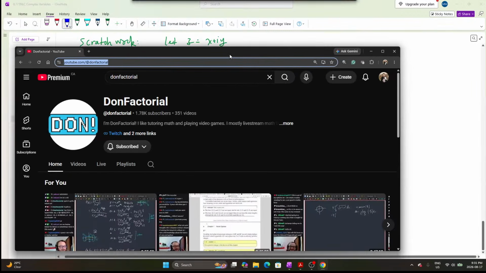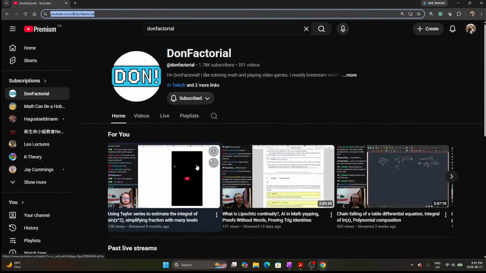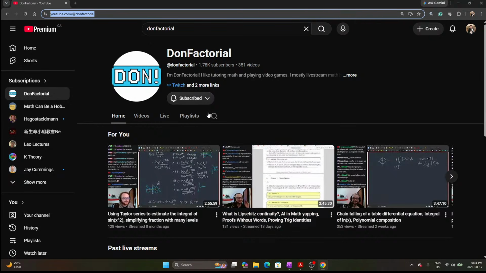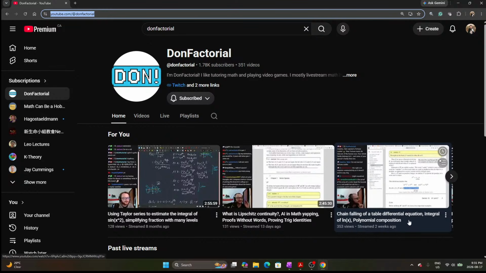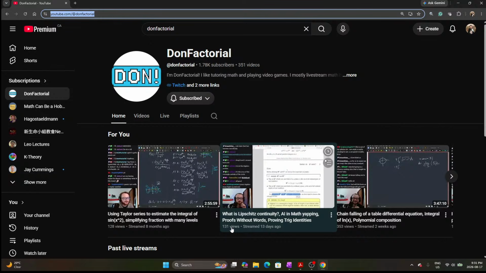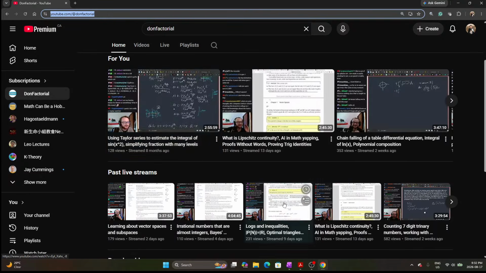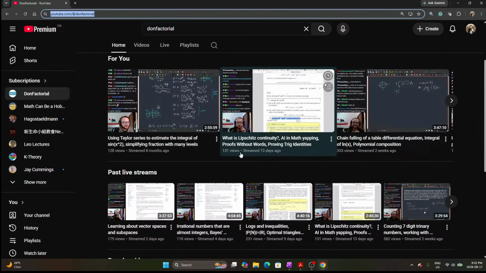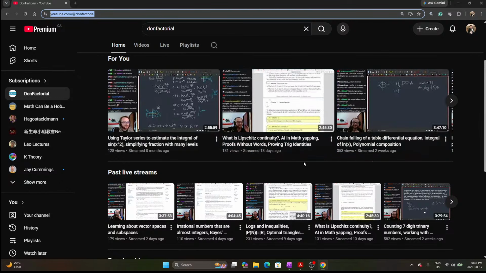And this is Dawn's channel, and this is what he does. For example, he did the chain rule following a differential equation, Taylor expansion to estimate the integral, and Lipschitz continuity. So that's some analysis stuff. And here you see these are all just old school mathematics, just a man and a board, OneNote, or whichever technology Dawn preferred to use.